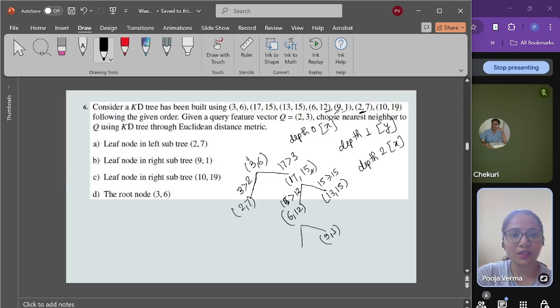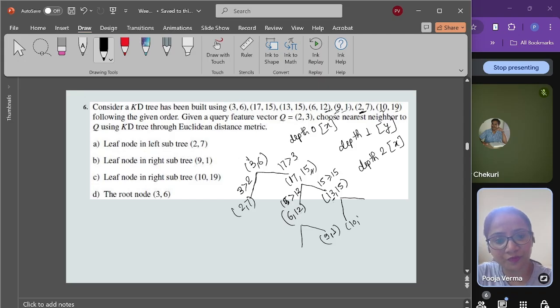Now the next given point is 10, 19. Again, here this 10 is greater than 3, the root node x value, so it will come to the right side. Now we need to compare the y values of 9, this one, and 19. So 19 is greater, right? So it will come to the right side again. Again compare 10 and 13 based on the x value. So here 13 is greater than this value. So where will it come? It will come to the left side of this value.